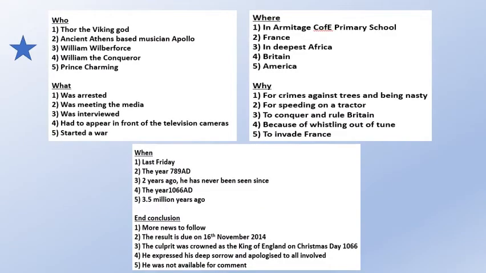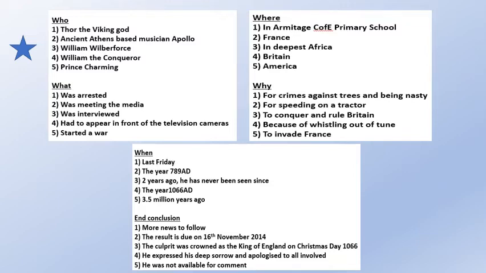It's a multiple choice activity for the 1-star task. So here we go. Who? Question 1, you've got 5 choices. So for the text, who is it about? Is it Thor, the Viking god? Ancient Athens-based musician Apollo? William Wilberforce? William the Conqueror? Or your final choice, Prince Charming?